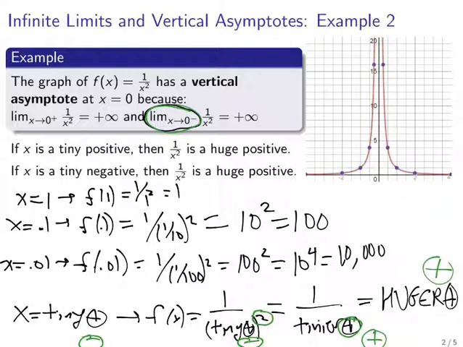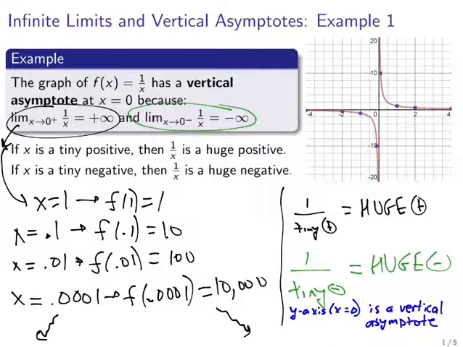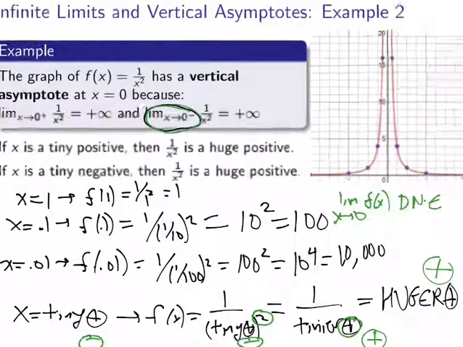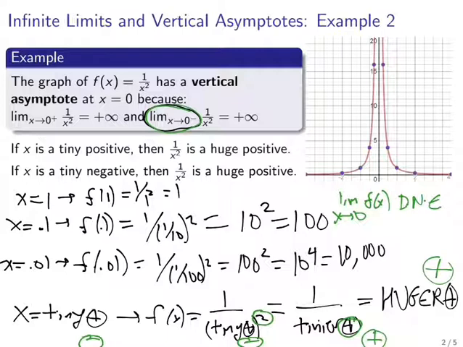And so even in this example, I would still say that the limit as x approaches 0 of this function does not exist because it's not approaching a specific number. And so in this case, it doesn't really matter that it's positive infinity on both sides, as opposed to the previous example where it's positive infinity one way and negative infinity the other. I would still say that this limit does not exist because it's not approaching a specific number.